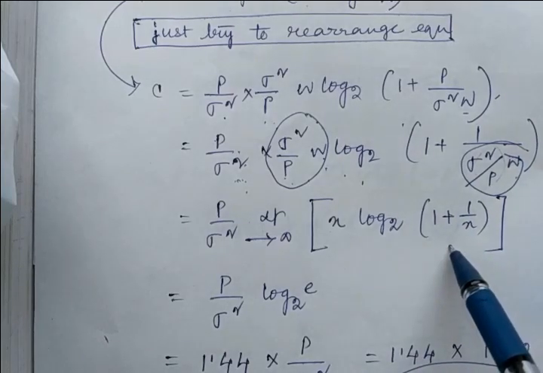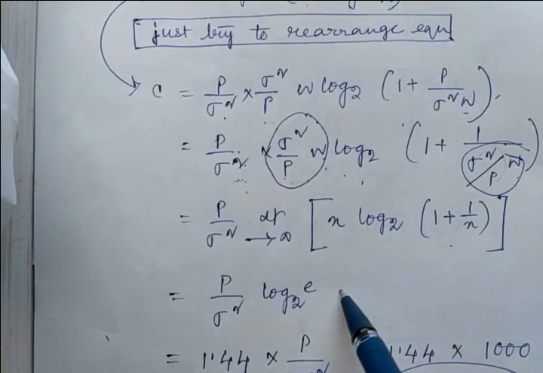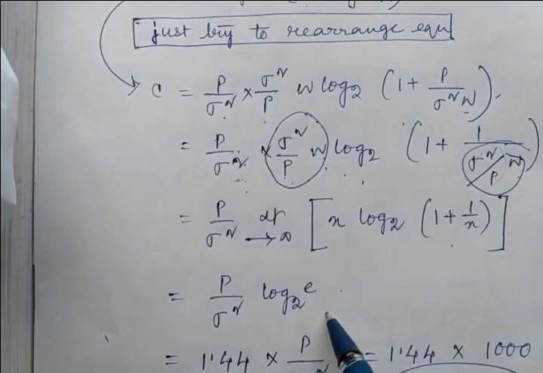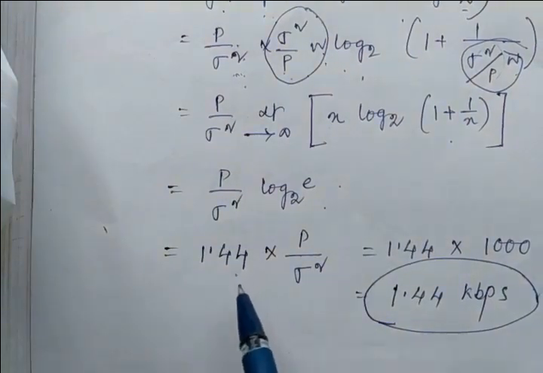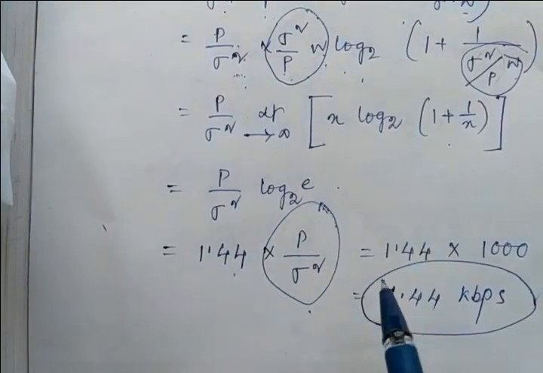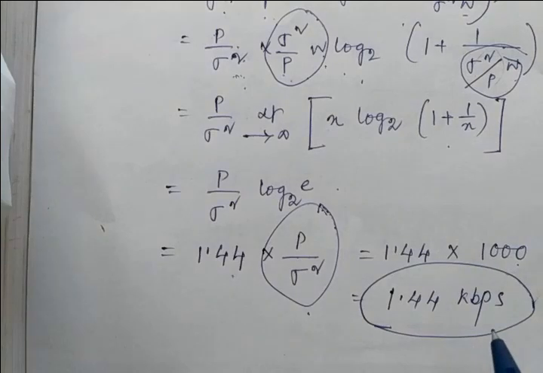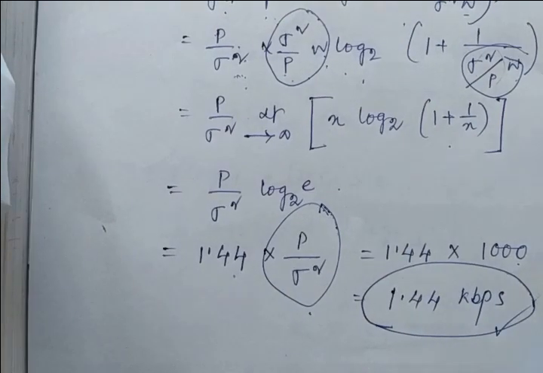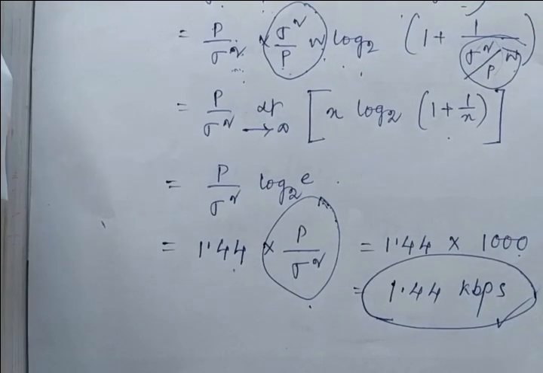So what is the formula? It is a limit formula, that is nothing but e, log 2 e. And what is the value of log 2 e? This is nothing but 1.44. And 1.44 will be multiplied by P by sigma square, which is already given, 1.44 into 1000, and it will become 1.44 kbps, kilobits per second, right?